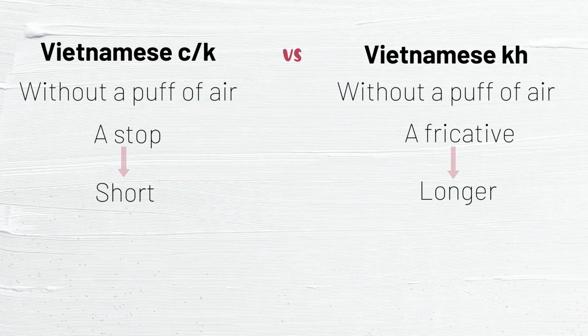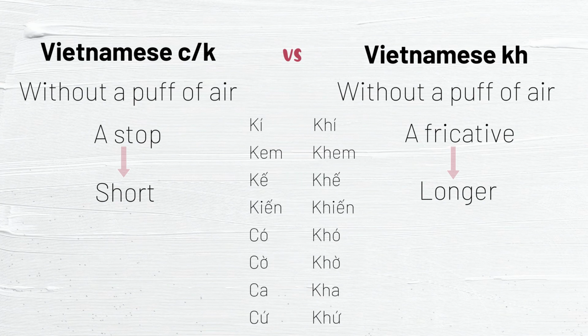Also, don't pay too much attention on the tone or the vowel in this lesson. It's okay if you mess up those things. Let's just focus on the beginning consonants in today's lesson. Here we go. Ký, khí, kem, khem, kế, khế, kiến, khiến, có, khó, cờ, khờ, ca, kha, cứ, khứ.